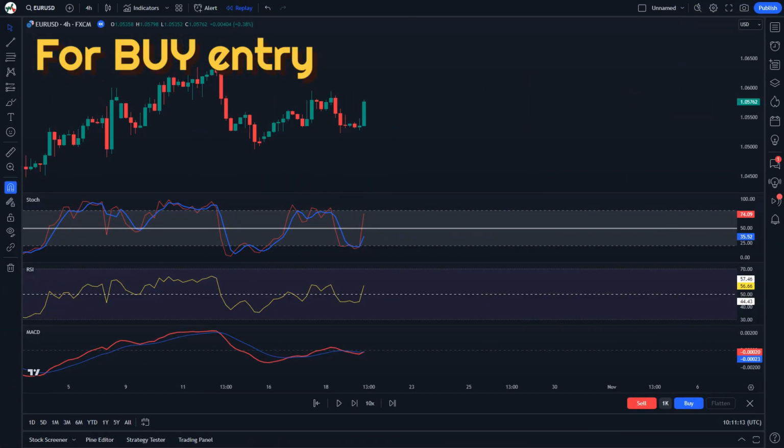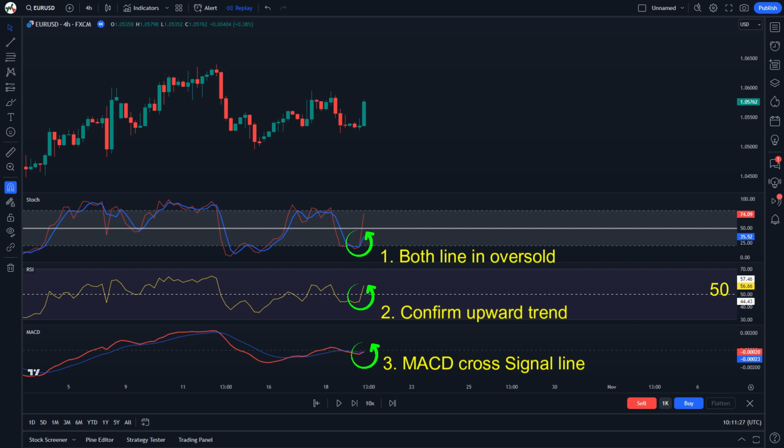Entry for a buy signal. Step 1, look at stochastic, then make sure both K and D lines are in oversold regions. Step 2, use RSI to confirm the upward trend by making sure it is above the middle line 50. Step 3, use the MACD to confirm the upward movement.